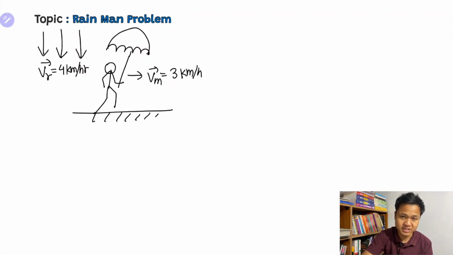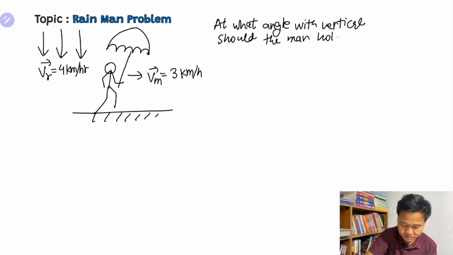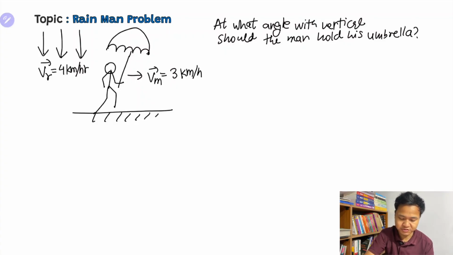So this is an example from NCERT. Question is, at what angle with the vertical should the man hold his umbrella? Okay, so that is the question. Velocity of man means the velocity of man with respect to the ground. So the frame of reference is the ground frame.